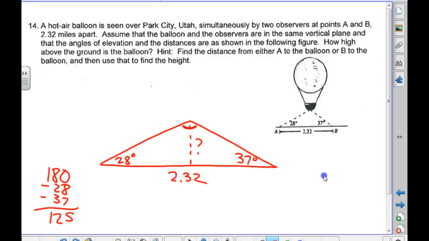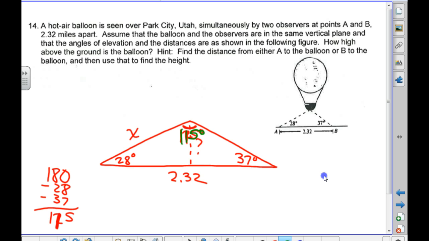Is it right? 125? Okay, so now we need to find one of those. So it should be 150. Aha! It is 150. I did it on my paper. I'm sorry. Okay, no, you're fine. I never trust myself subtracting. So we need to look at this giant triangle first and find one or the other of these sides.